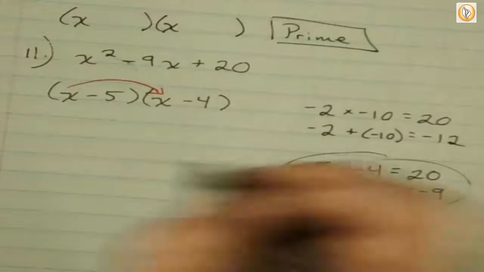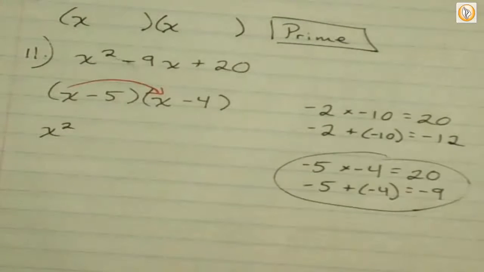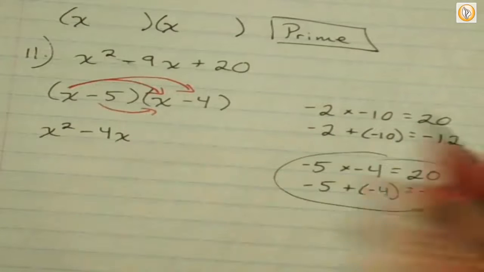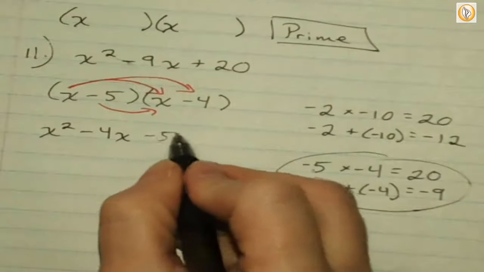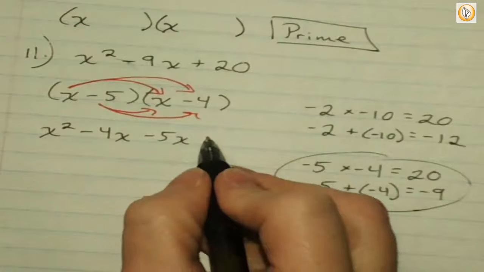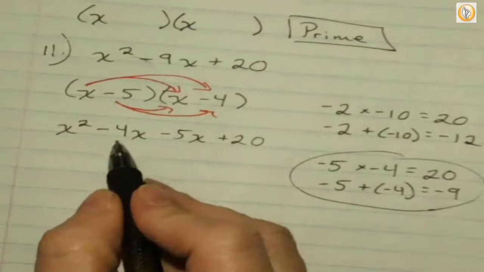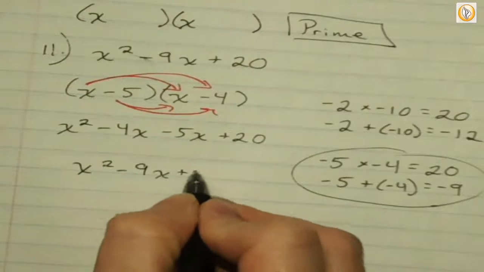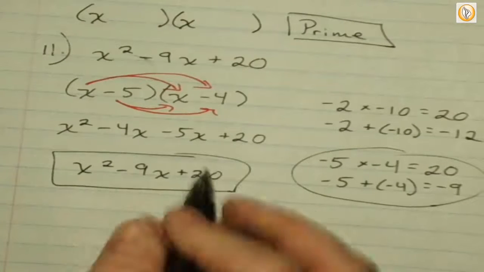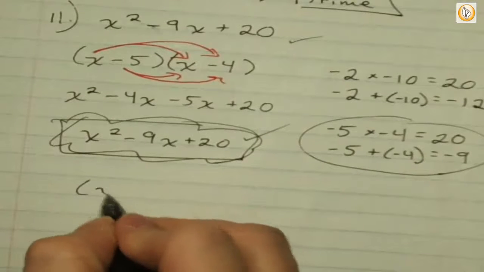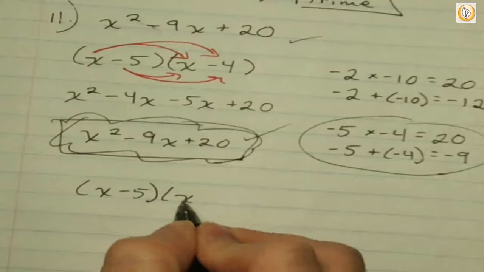x times x is x squared. x times -4 is -4x. -5 times x is -5x. And then -5 times -4 is +20. These are our like terms. So I have x squared minus 9x plus 20. That checks. So the answer is x minus 5 times x minus 4.